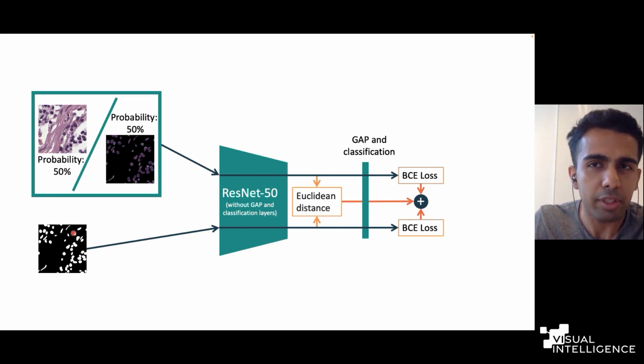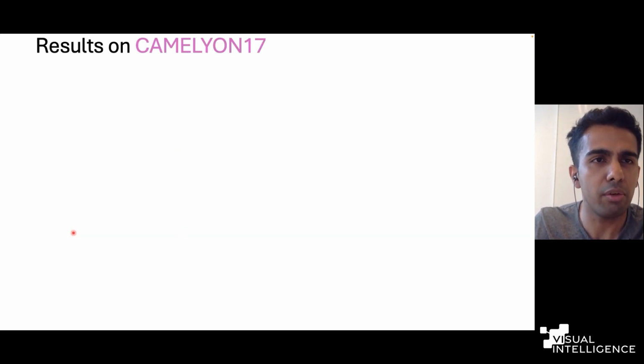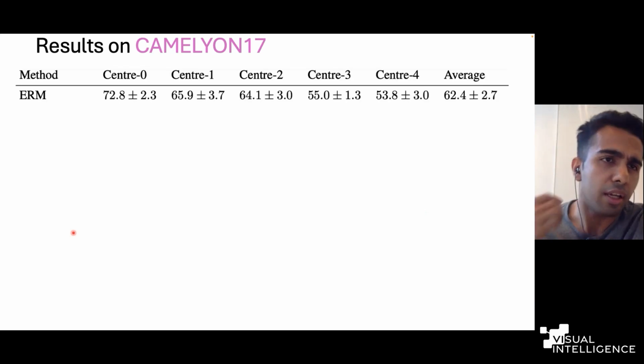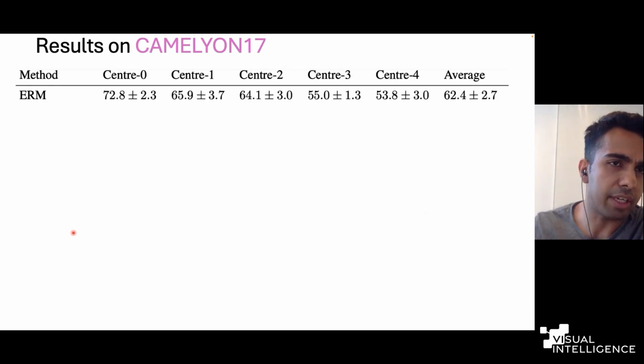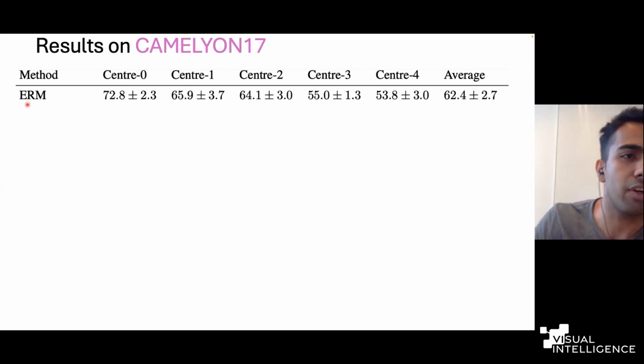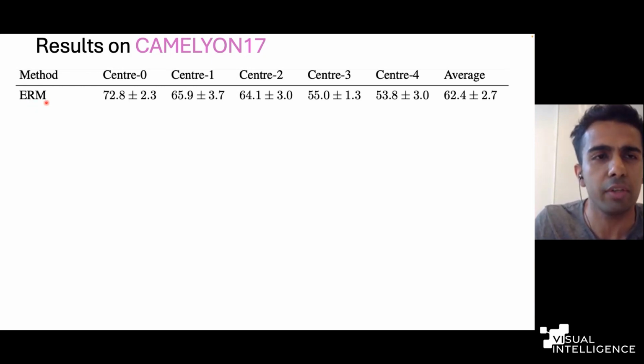Okay, so coming back to the datasets that we work with. I'm going to show you results on Camelyon and then two of the other datasets that we work with. If you take the basic method, ERM, in the literature it's common to refer to the baseline as ERM, empirical risk minimization. This basically means that you just train a ResNet 50 without anything additional, just like a regular classifier on the dataset.